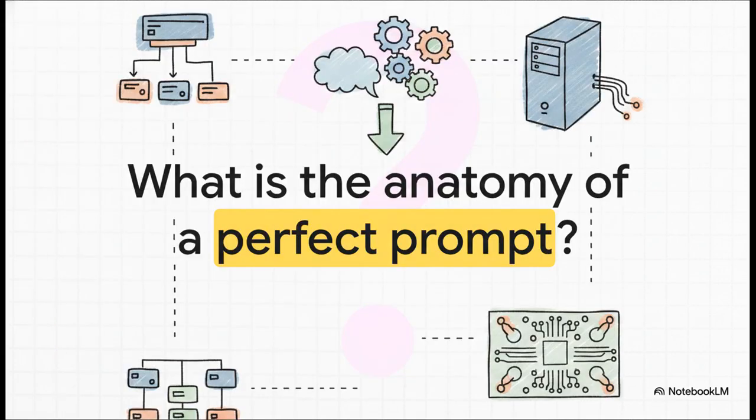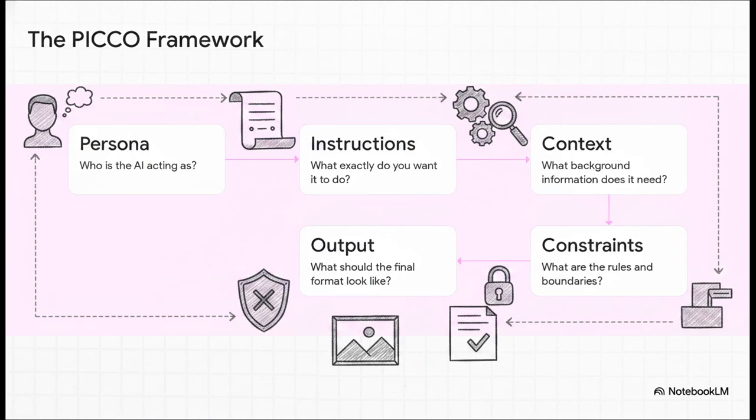So if we actually want to program this supercomputer effectively, what exactly does the anatomy of a perfect prompt look like? Let's break it down. It all comes down to a reference architecture known as the PICO framework. This is a rigorous synthesis of 11 different expert prompting frameworks found in recent research, distilled into 5 essential pillars. First up, persona. Who is the AI acting as? Second, instructions. What exactly do you want it to do? Third, context. What background info does it need to know? Fourth, constraints. What are the rules and boundaries? And fifth, output. What should that final format look like? By filling out these 5 pillars, you're handing the model a completely flawless roadmap.